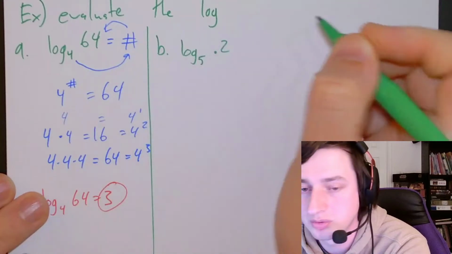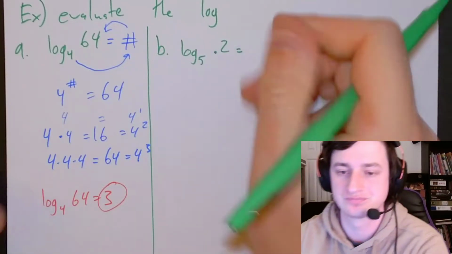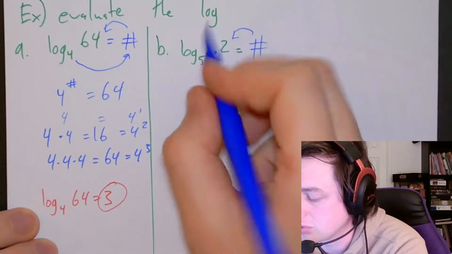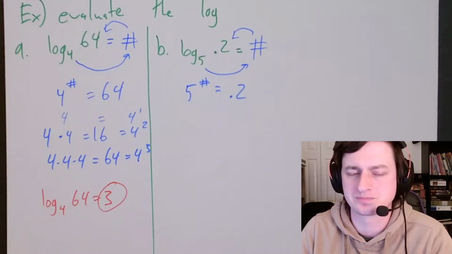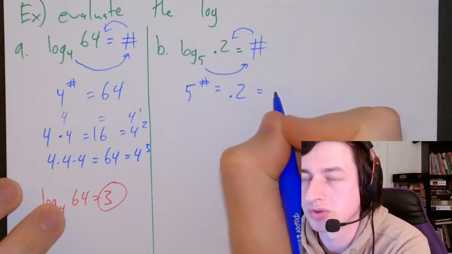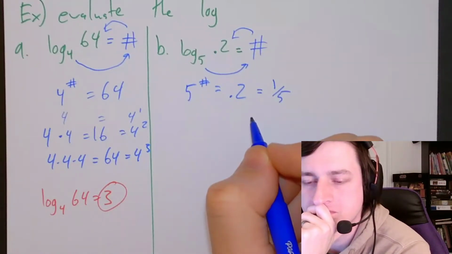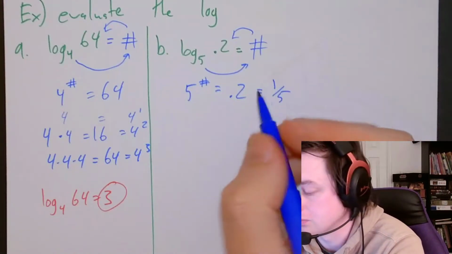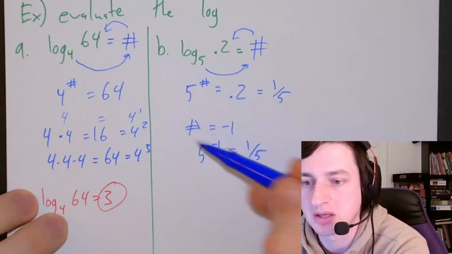Log base 5 of 0.2. We don't know yet what that is. That's going to be some number. So 5 to the number is 0.2. Now 0.2 is a fraction. We can think of this as 2 over 10, which is 1 over 5. So what does this power need to be? Well, it needs to be negative, because that will make a fraction. And it needs to be 1. Because 5 to the negative 1 is 1 over 5. We flip this into a fraction when we have negative exponents.